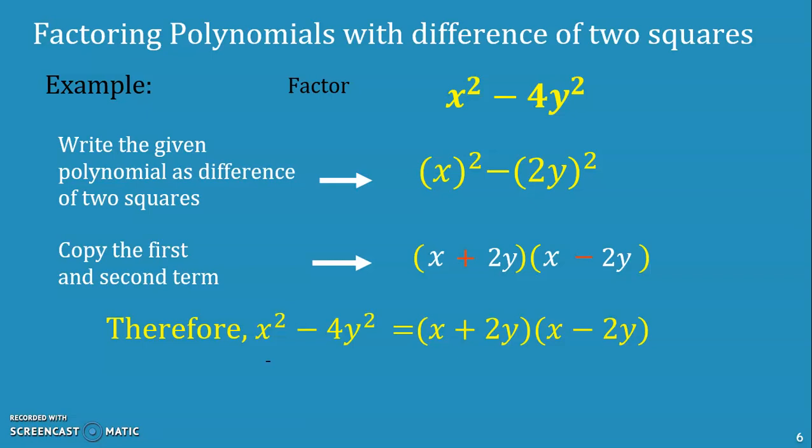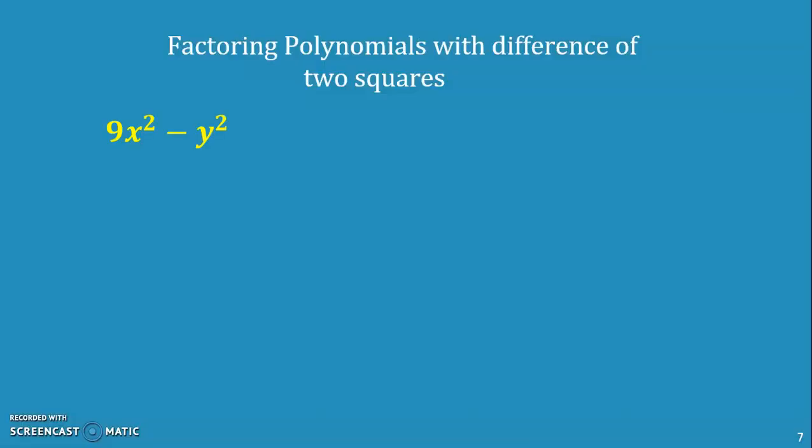Okay, next example. 9x squared minus y squared. Identify muna natin. Perfect square ba ang first term? Yes, it's a perfect square dahil the square root of 9x squared is 3x. The square root of y squared is y. So, write muna natin siya as difference of 2 squares.